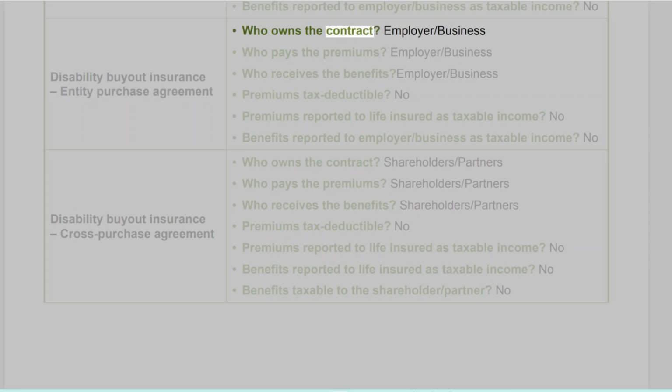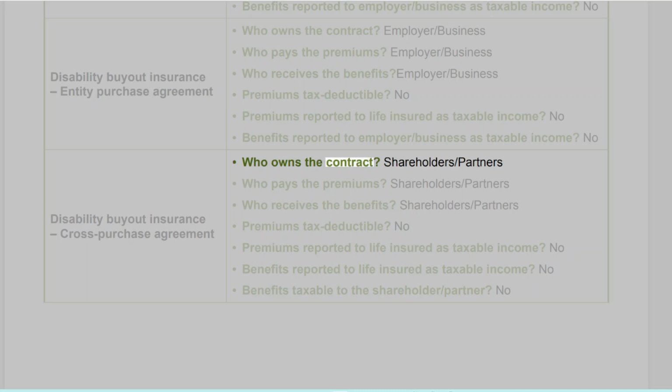Disability buyout insurance, entity purchase agreement. Who owns the contract? Employer/business. Who pays the premiums? Employer/business. Who receives the benefits? Employer/business. Premiums tax deductible? No. Premiums reported to life insured as taxable income? No. Benefits reported to employer/business as taxable income? No.